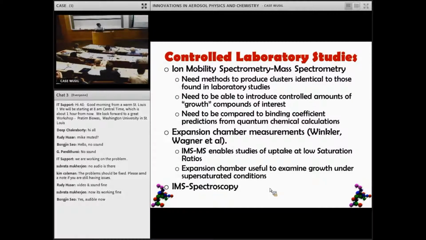And then, of course, the idea of getting away from mass analysis: IMS coupled with spectroscopy, if we can get enough signal, I would think would have a lot of potential to probe the chemistry of chemically identified species.